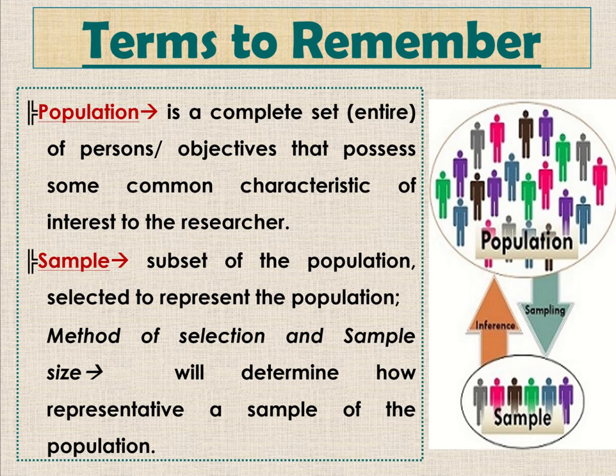So a good sample should be representative of the population, such that the characteristics of the population, especially those pertinent to the study, are reflected in the sample with a fair amount of accuracy. When a sample is chosen properly, the researcher is able to make claims about the population based on the data from the sample alone. So the method of selection and the sample size will determine how representative a sample is of the population.